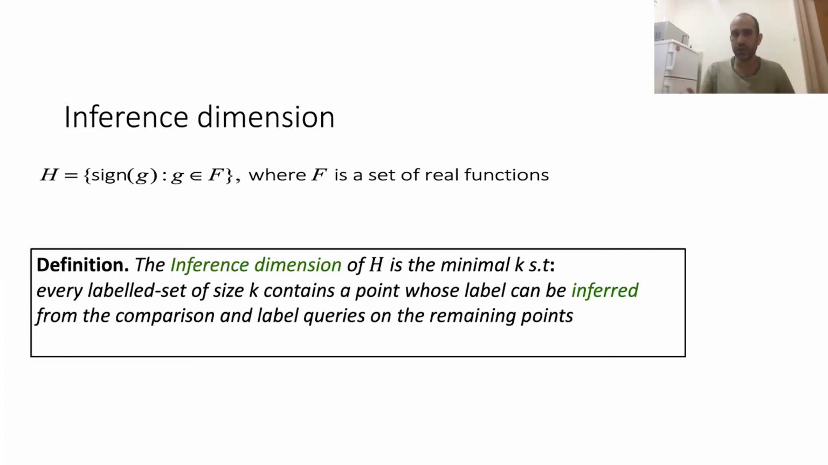Right, so in every set of k points, there exists a point. I don't ask you to find it efficiently or anything, but God knows a point, such that if you remove this point and then you ask all queries on the remaining k-1 points, and then you bring this point back without its label, then you can infer the label of this point from the information you had. Let's consider a couple of examples.